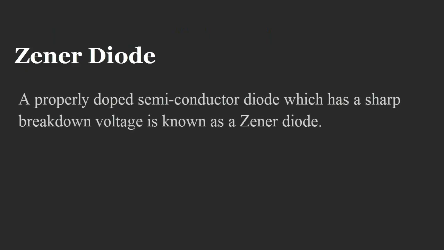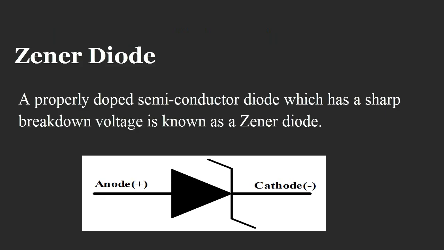Therefore, we can say that a properly doped semiconductor diode has a sharp breakdown voltage, and this diode is known as Zener diode. The figure here shows the schematic symbol of a Zener diode, where it looks like a normal diode symbol except that the bar is turned to Z shape.